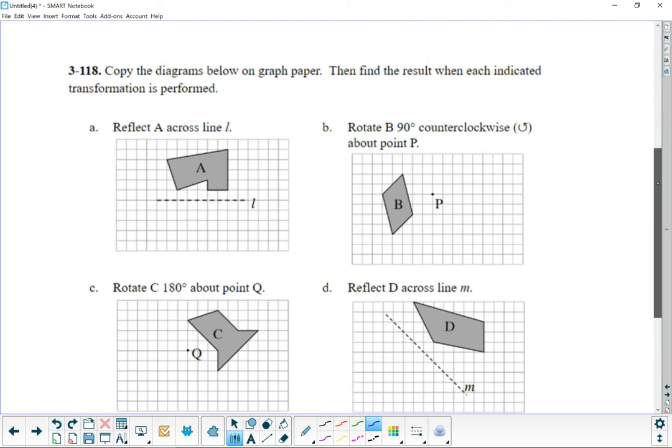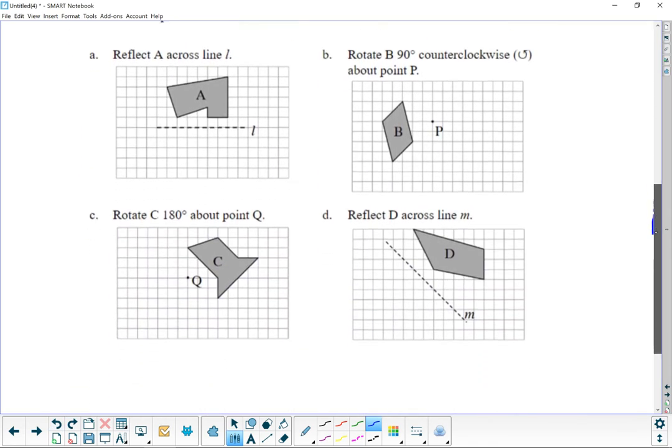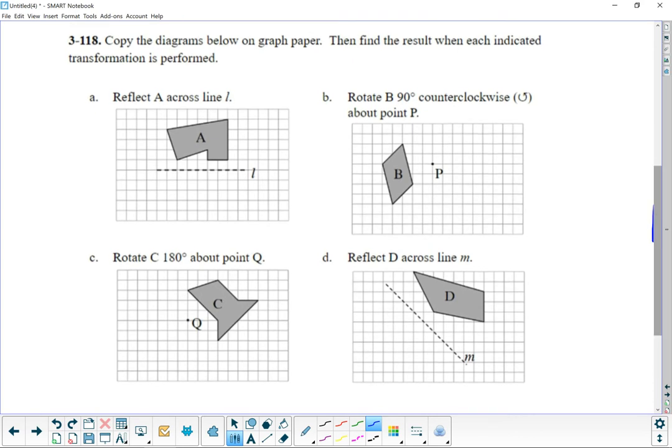That was it. Okay, the last one: copy the diagram below on graph paper, then find the result when each indicated transformation is performed. Okay, this is going to be reflection, so I'm going to start off with drawing points at each vertex, or each corner, of my shape, and I'm just going to count, or mirror, how many units there are from the line of reflection.